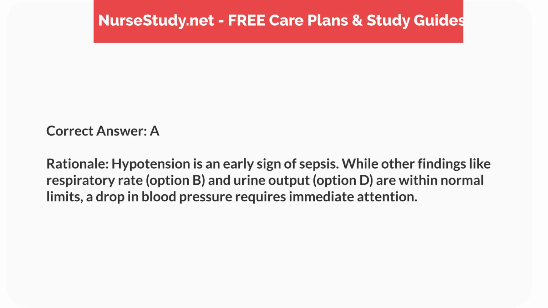Correct answer, A. Rationale: hypotension is an early sign of sepsis. While other findings like respiratory rate, option B, and urine output, option D, are within normal limits, a drop in blood pressure requires immediate attention.